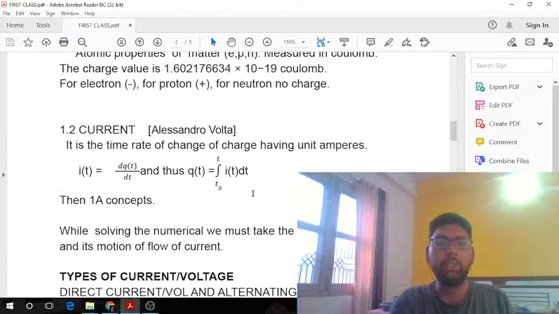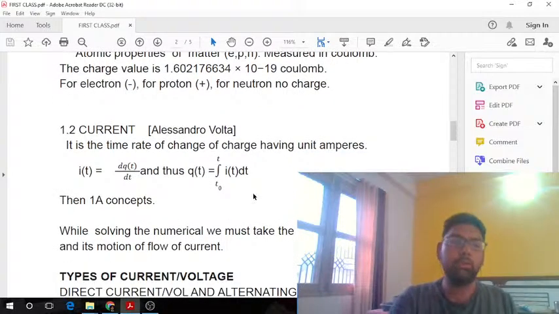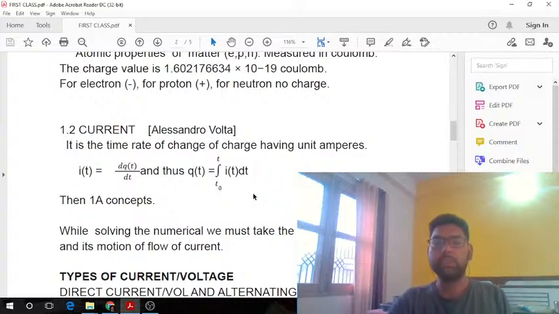While solving the numerical, we have to take reference values for the direction of the flow of the current. We have to take the reference value first, whether the current moves in the clockwise direction or anti-clockwise direction. While solving the numerical, we have to fix one direction before solving it and then complete that numerical part.